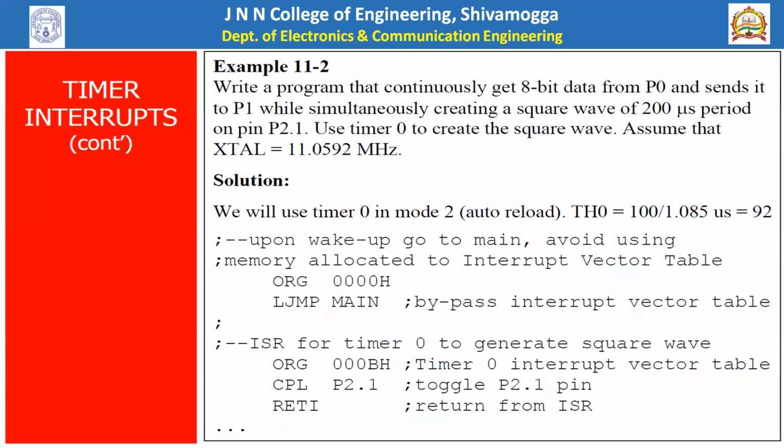Write a program that continuously gets 8-bit data from P0 and sends it to P1 while simultaneously creating a square wave of 200 microseconds on P2.1. Use timer 0 to create the square wave. Assume that XTAL is equal to 11.0592 megahertz.